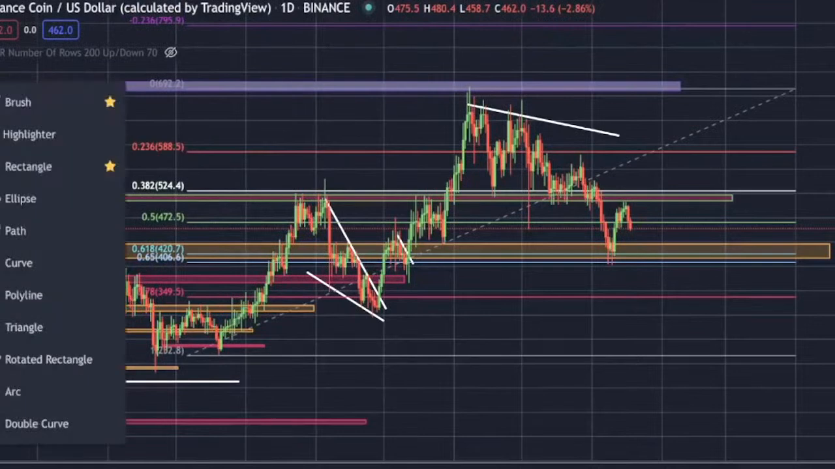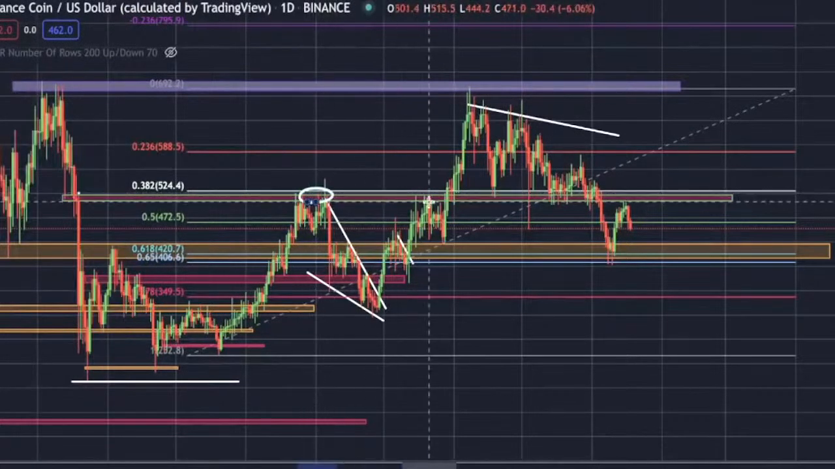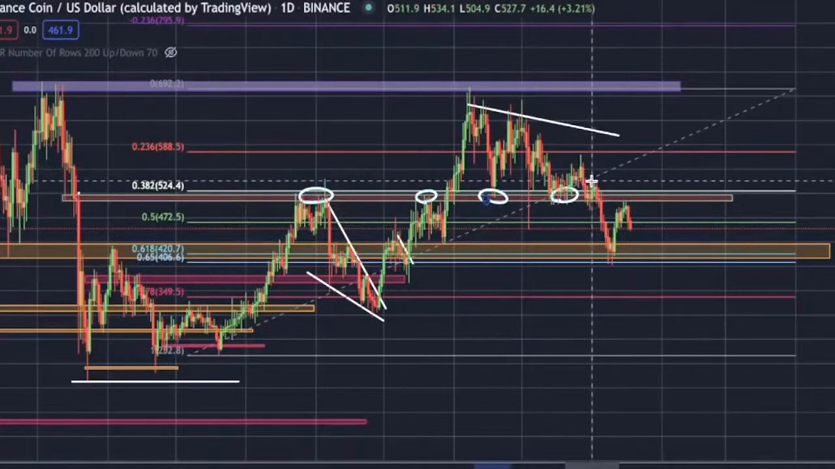And I really liked this because I had these levels marked. You break this level, and I say on my channel, you want to short or long the first retest of a support or a resistance, not the second one.